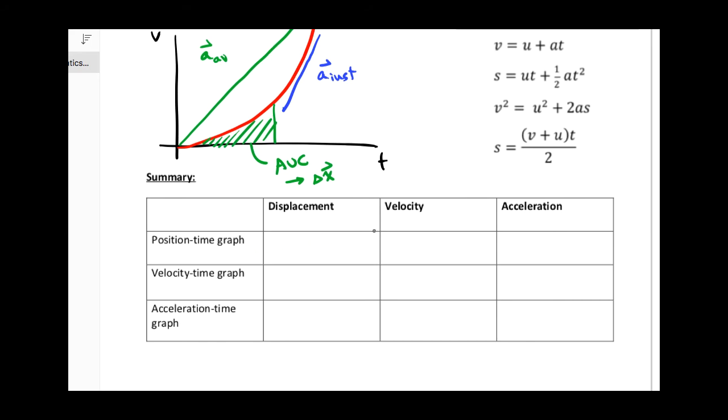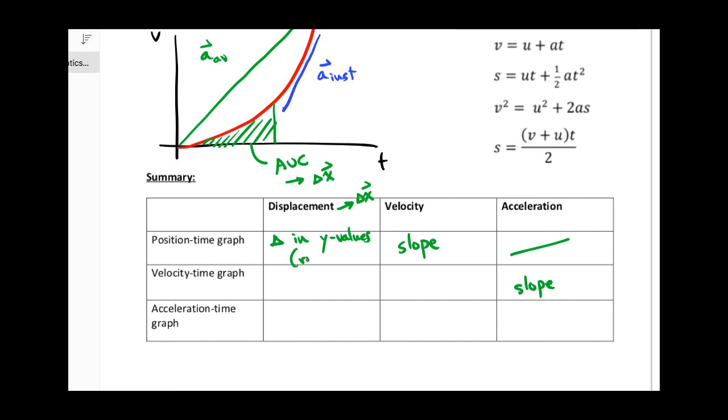In summary then, on a position time graph, the slope gives me the velocity: the slope of the secant if I want average velocity, slope of the tangent if I want instantaneous velocity. On a velocity time graph, the slope gives me the acceleration. Similarly, average is the secant, instantaneous is the tangent. On a position time graph, we're not going to be calculating acceleration. On a position time graph, the displacement is just the change in the y values being the positions. Remember, displacement means change in position. So it's a change in the y values, not just the y values.